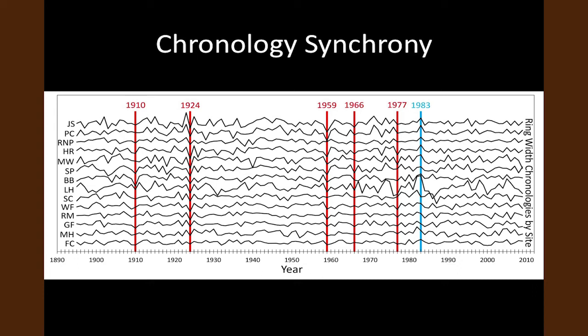And as Healy pointed out, we can now match this with historical climate data, such as the PRISM data. 1983 is the El Nino year, and it's a consistently larger ring. So these trees are indeed picking up a signal, and there is synchrony among the chronologies.